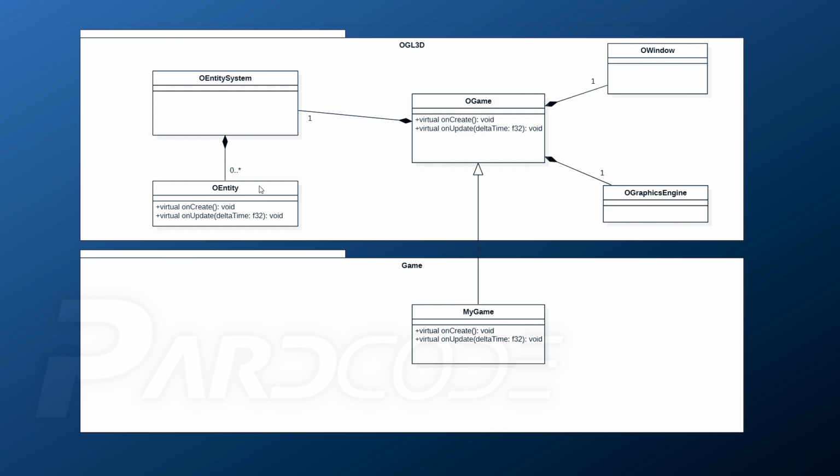The next thing to do is to extend the OEntity class to an example class that we can call MyPlayer. Here we can override the just mentioned methods of the OEntity class in order to add our own custom logic.